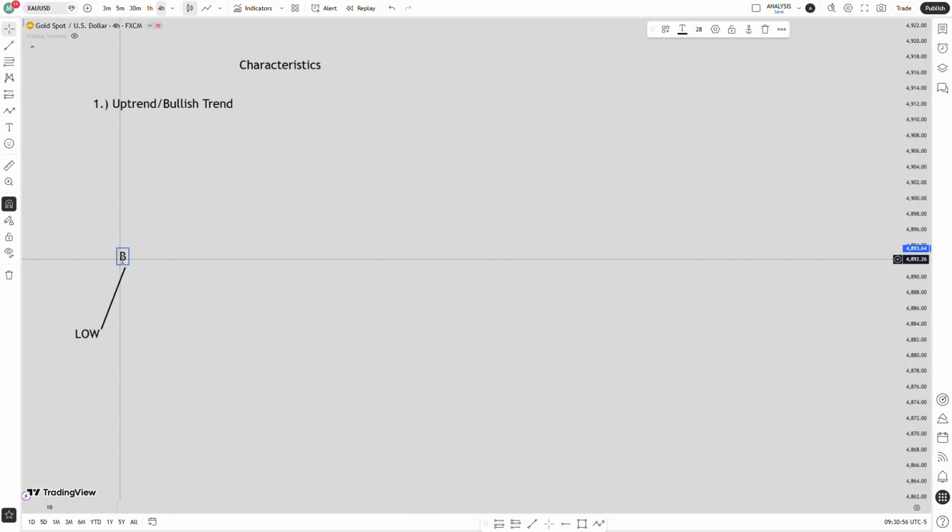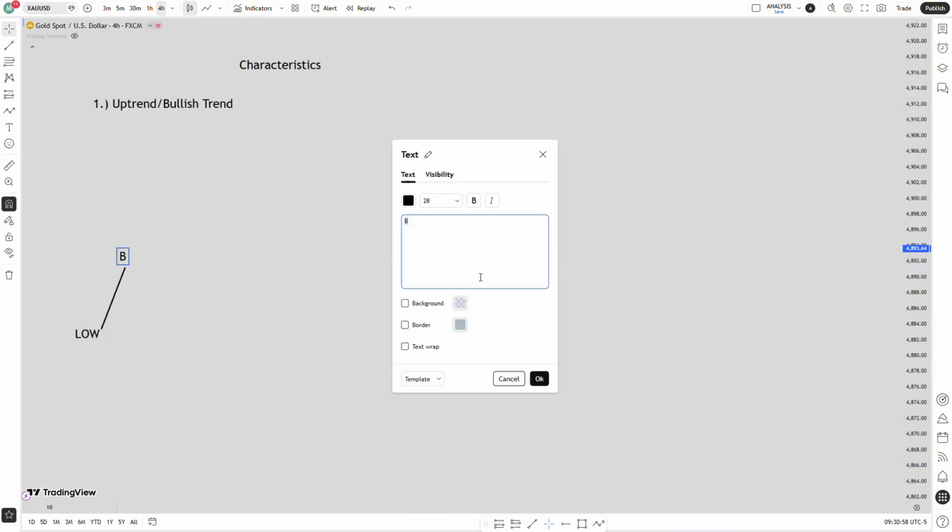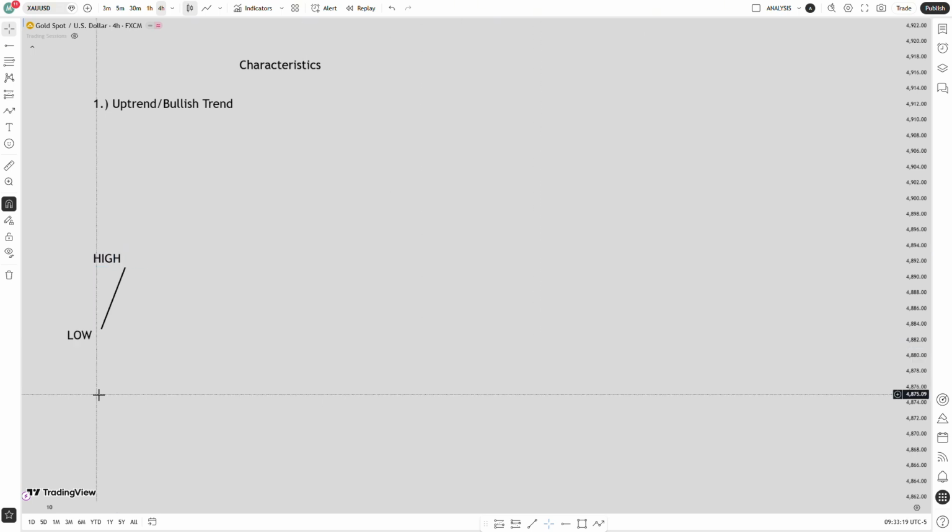That's a lower price than B. Then B is what? Obviously a higher price. So we can call B a high. If the market moves from this low to this high, we can say it increased in price.